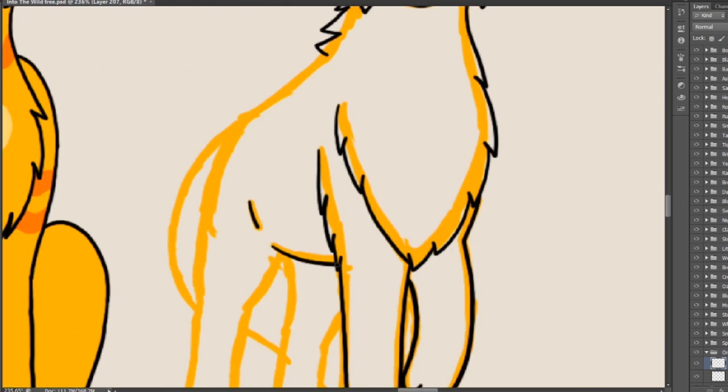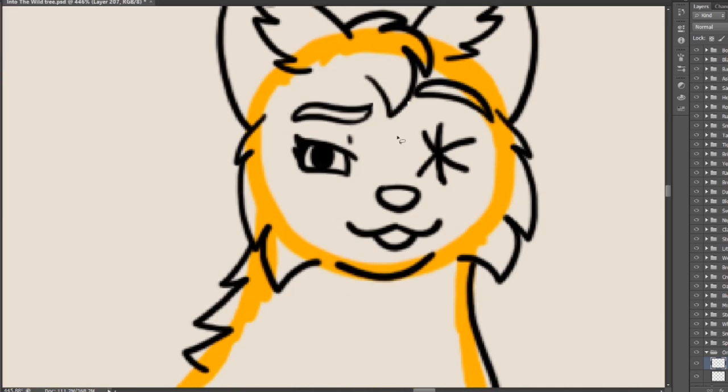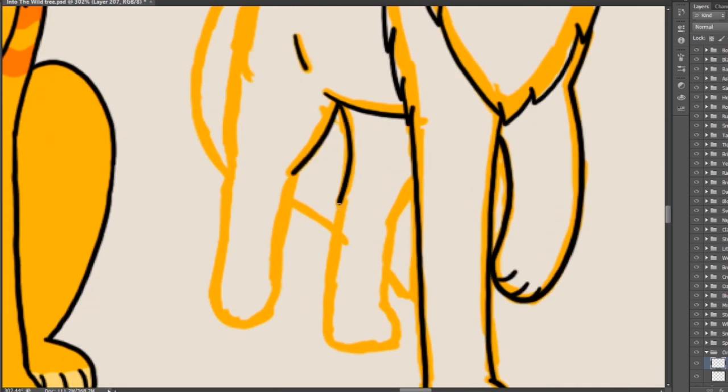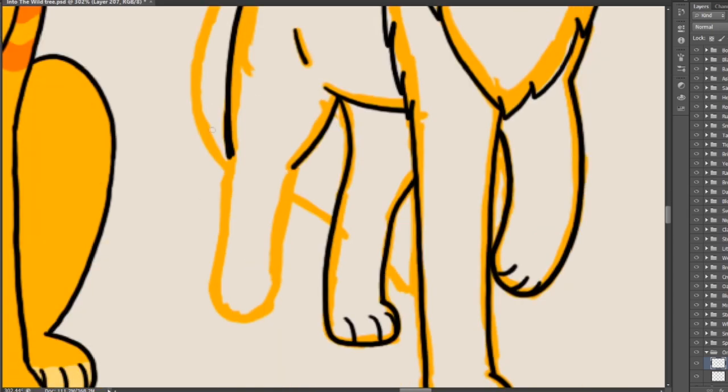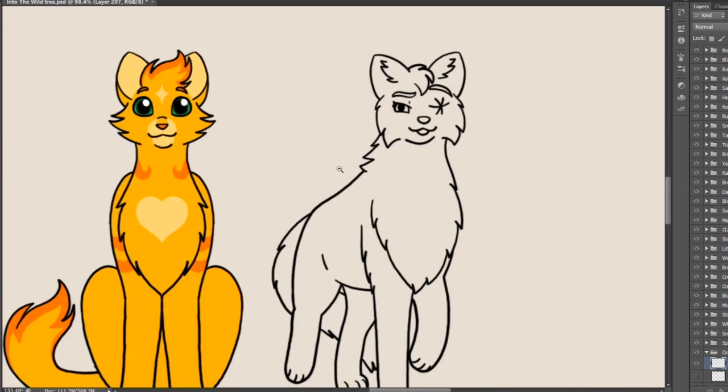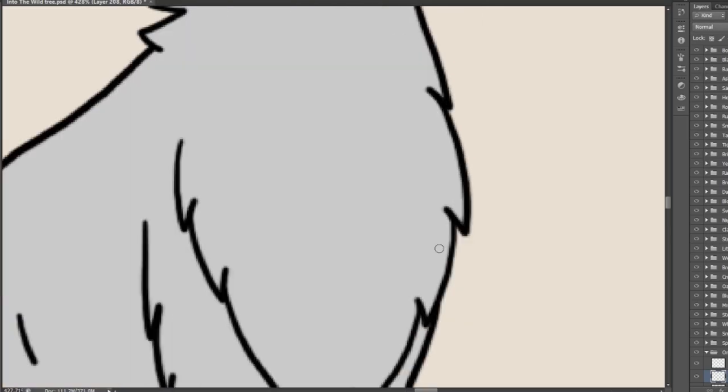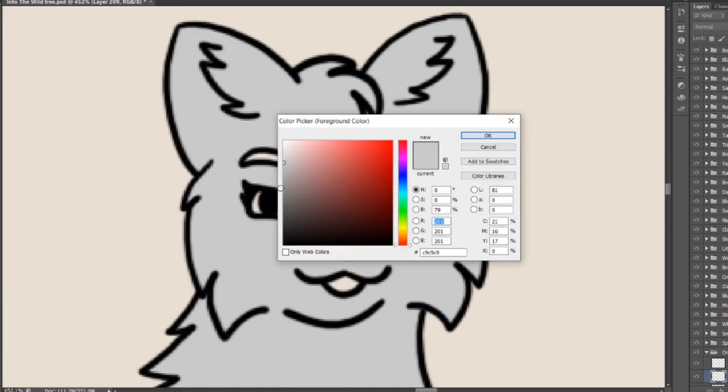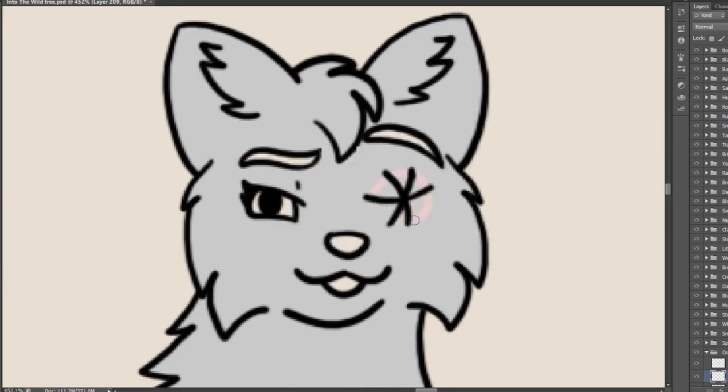Even though younger versions of all of these Into the Wild elders have been shown and exist, when I think of them, my mind immediately goes to them being elders. Like, what do you mean One Eye wasn't always the oldest cat in ThunderClan? Of course she was!